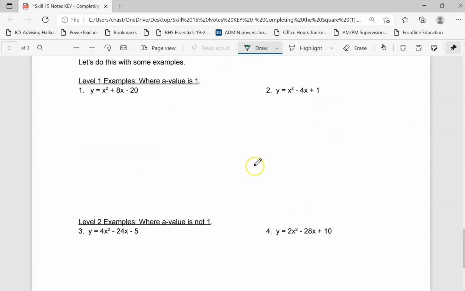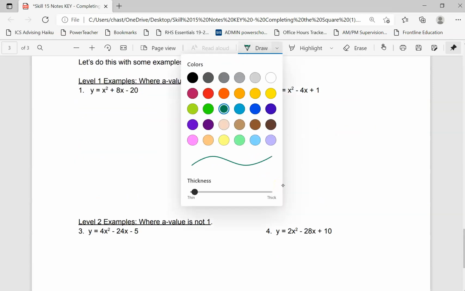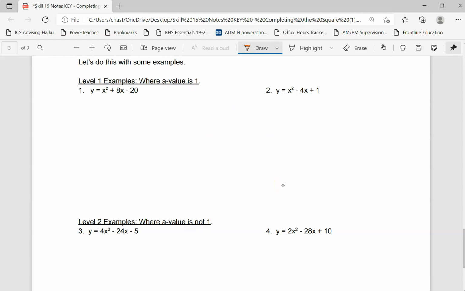All right, so watch how I do these examples, okay? So on the first one, I don't have an a value, so, well, I do, but it's 1. So we're not going to worry about that thing where you have to factor anything out. We are going to move this constant over to the other side.